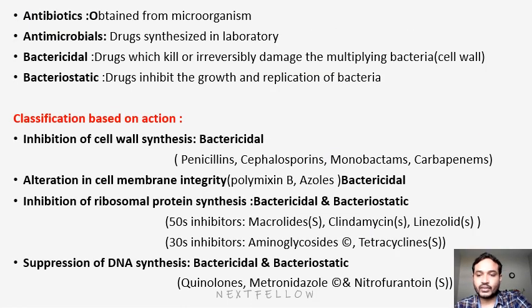Next, we have to know the major difference between antibiotics and antimicrobials, and between bactericidals and bacteriostatics. Normally antibiotics are obtained from microorganisms. That means antibiotics are naturally obtained, natural things. Antimicrobials are synthetic compounds. These are drugs synthesized in the laboratory. That's a major fundamental difference. Antibiotics are naturally obtained agents from microorganisms, while antimicrobials are synthetic.